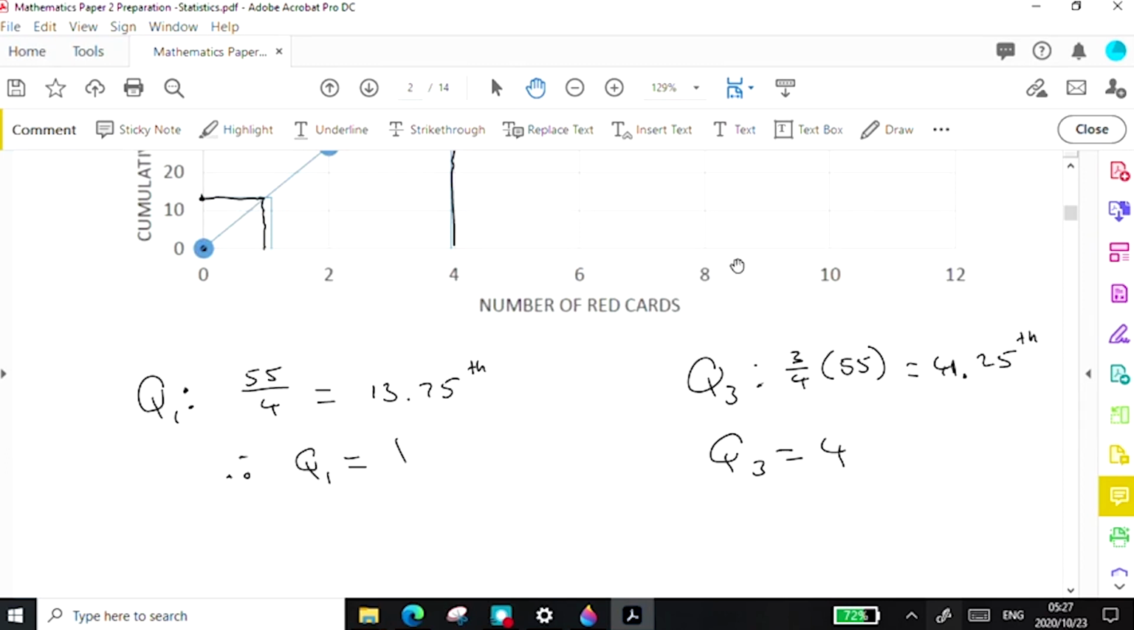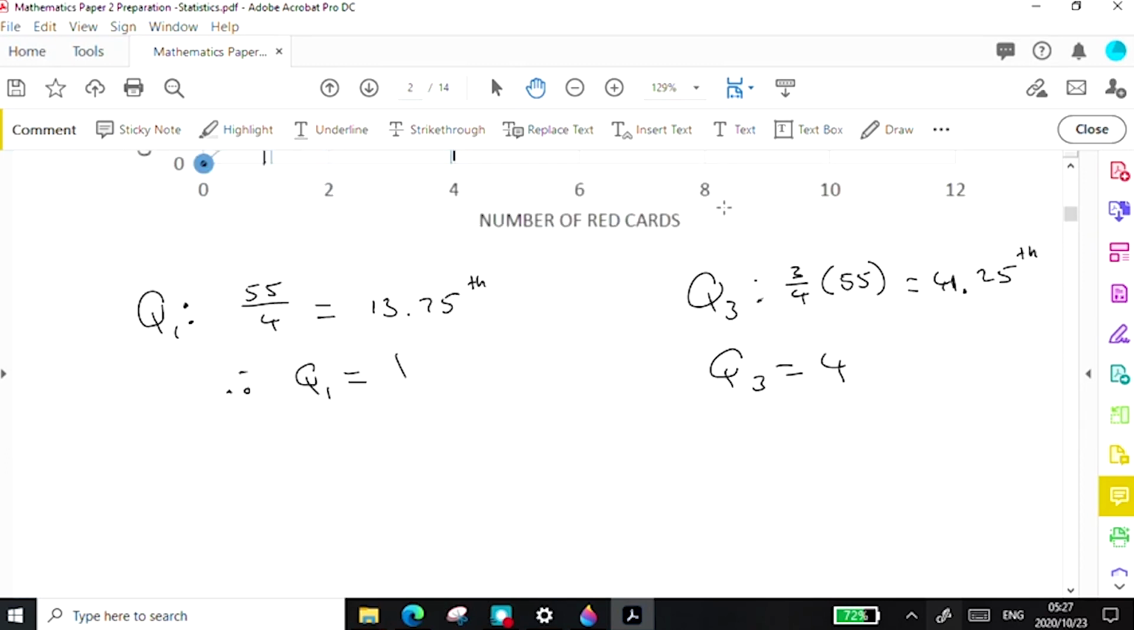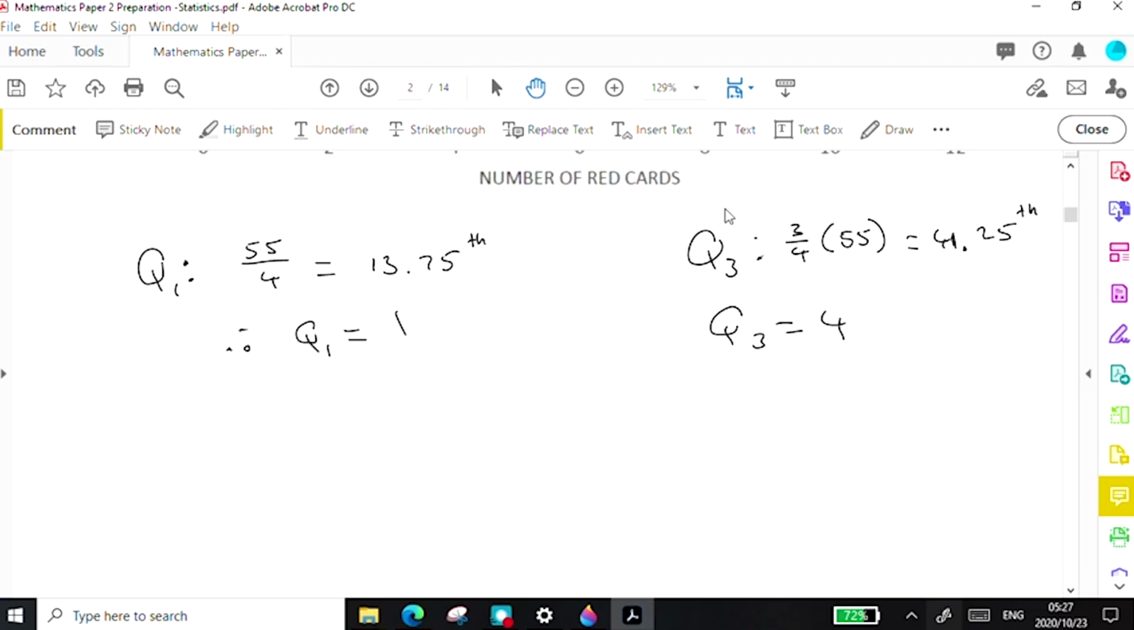We are looking for the interquartile range. The interquartile range would be equal to the third quartile minus the first quartile. This is equal to 4 minus 1, which is equal to 3.